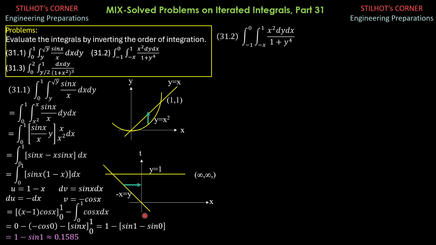Outer limits would be, because the thickness of this strip is dy, so limits for y is from 0 to positive 1. So we change this to from 0 to positive 1, and left x is negative y, then right x is 0 because it's the y-axis. So from negative y, we change this to negative y to 0. So that would be integral 0 to 1 of quantity x squared over 1 plus y to the fourth dx.